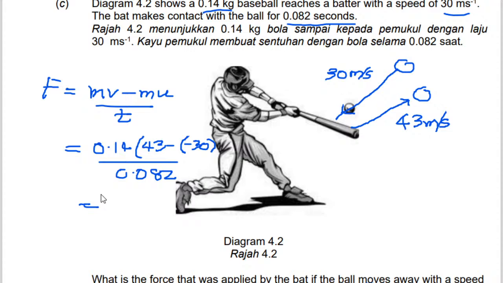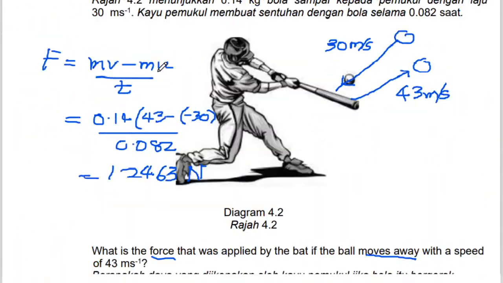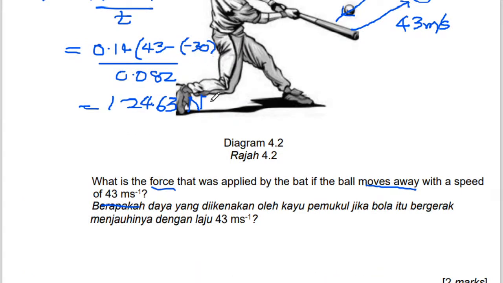Can? Don't forget the unit. The unit must be there. Okay, Newton. So the answer here is 124.63 Newton. The unit must be there. Okay, so many of you managed to answer, right? As usual, in terms of marks, the step here will be 1 mark, and then your final answer will be 1 mark.